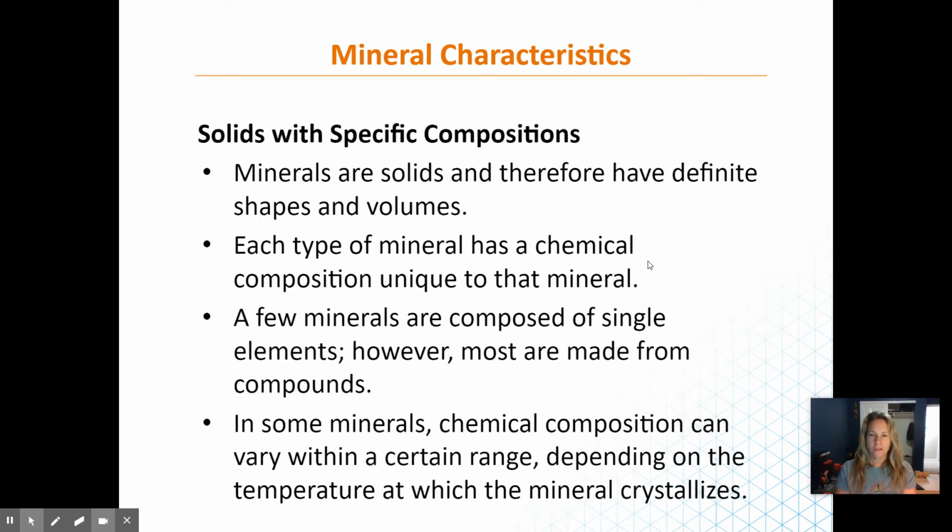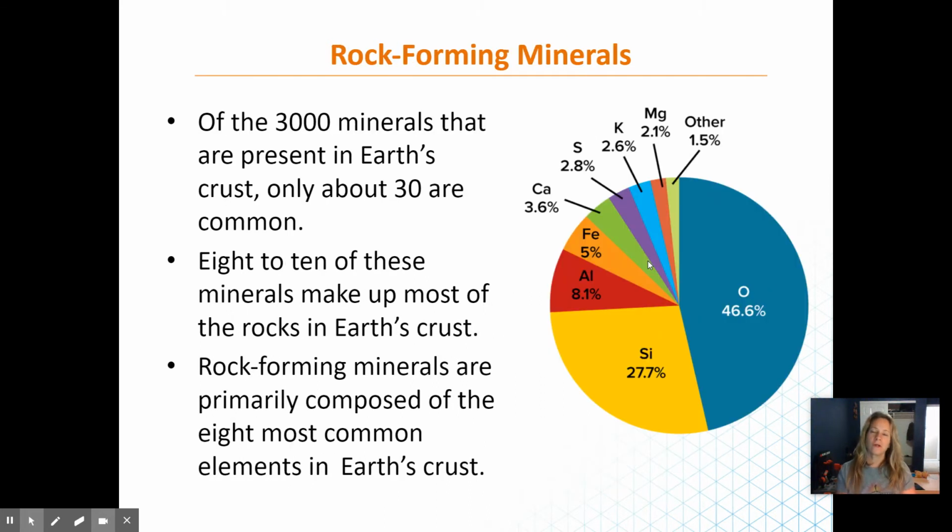All right, and then they also have a specific composition. So it's always going to be made out of the same thing. For example, diamond is always made out of carbon. It's not made out of sometimes carbon, sometimes hydrogen. It's always made out of the same thing. Same with any mineral that you guys will look at or that we'll see. It's always made of the same substance. So that's really important. And so if we look at the rock forming minerals, there aren't that many.